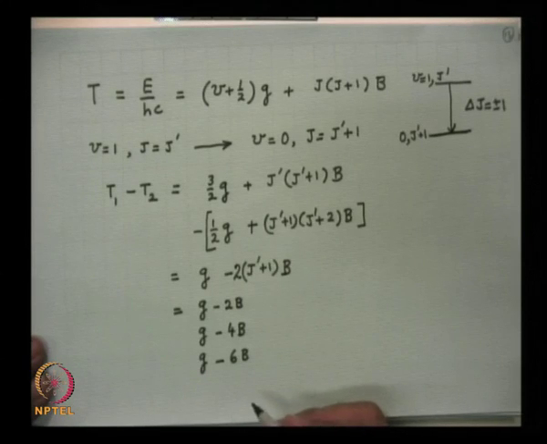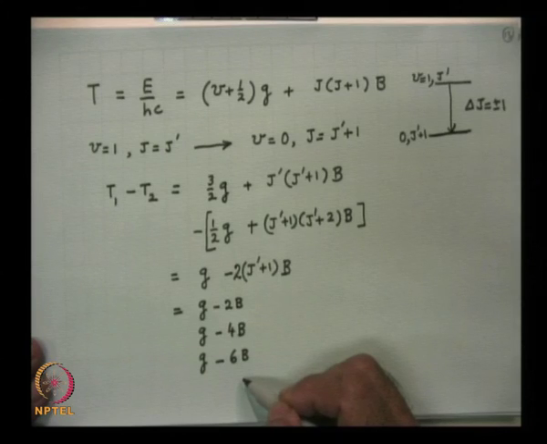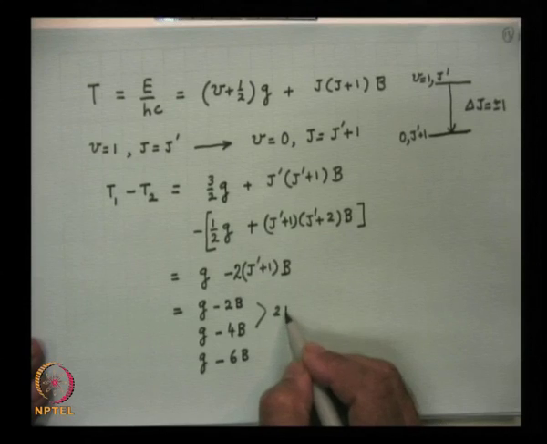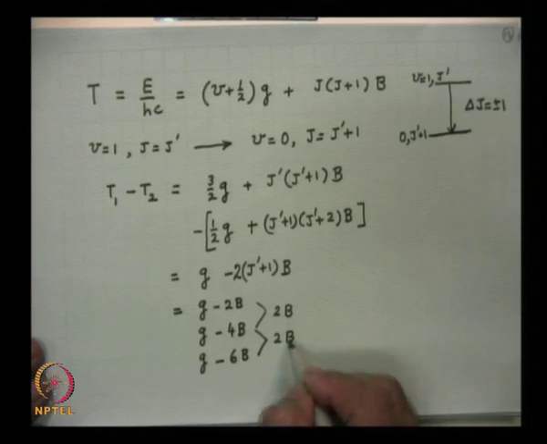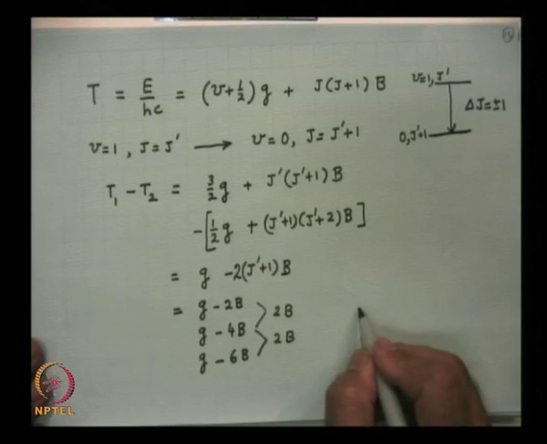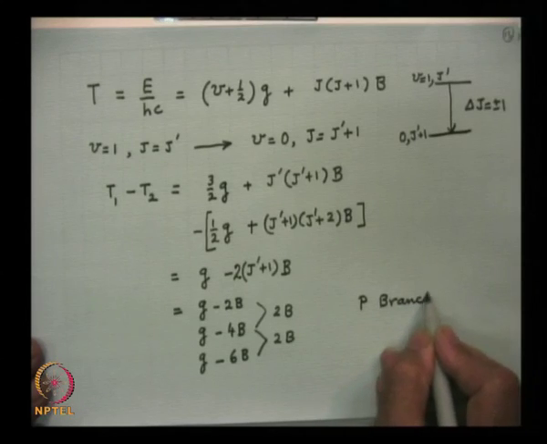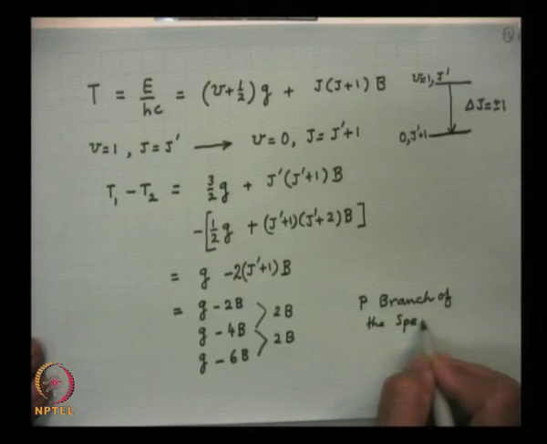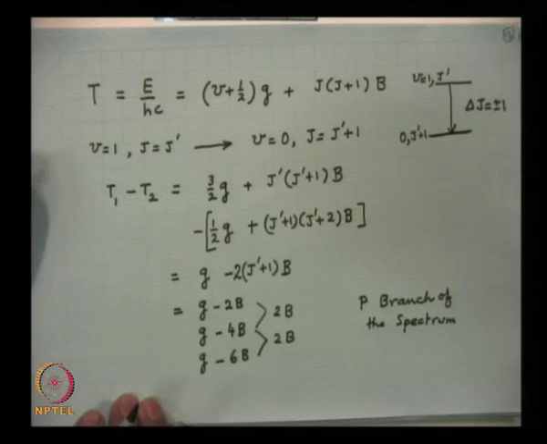So, this leads to equally spaced lines, and the spacing between the two lines in centimeter inverse will be 2B. The spacing between the lines will be 2B. These lines are referred to as the P branch of the spectrum. So, we will obtain equally spaced lines.